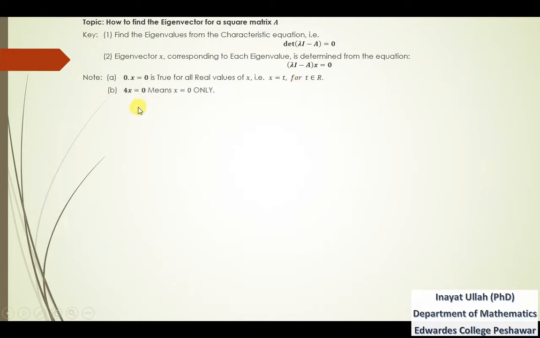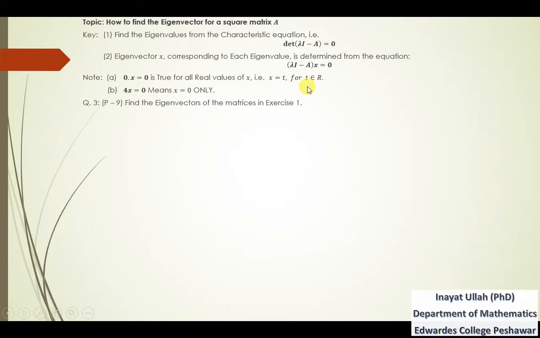And secondly, if something multiplied by x is 0, say 4 into x is equal to 0, then dividing both sides by 4, x is equal to 0 only. So whenever a non-zero number is multiplied by x and the result is 0, since 4 is not 0, x is equal to 0. So x equal to 0 is the solution of this equation, and the solution of 0 into x equal to 0 is x equal to t, where t is any real number.